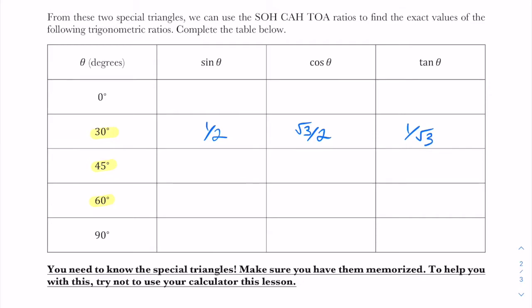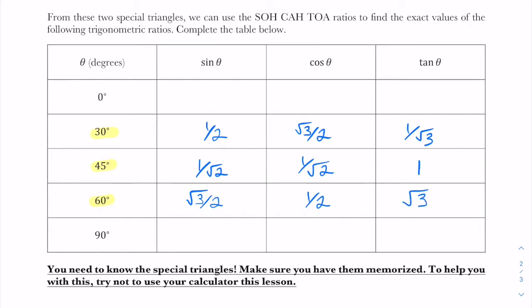Sine of 45 degrees is exactly 1 divided by the square root of 2. It's the exact same thing for cosine of 45 degrees. And tan of 45 degrees is exactly 1. For 60 degrees, the sine of 60 degrees is exactly square root of 3 over 2. The cosine of 60 degrees is exactly 1/2. And the tan of 60 degrees is exactly the square root of 3.